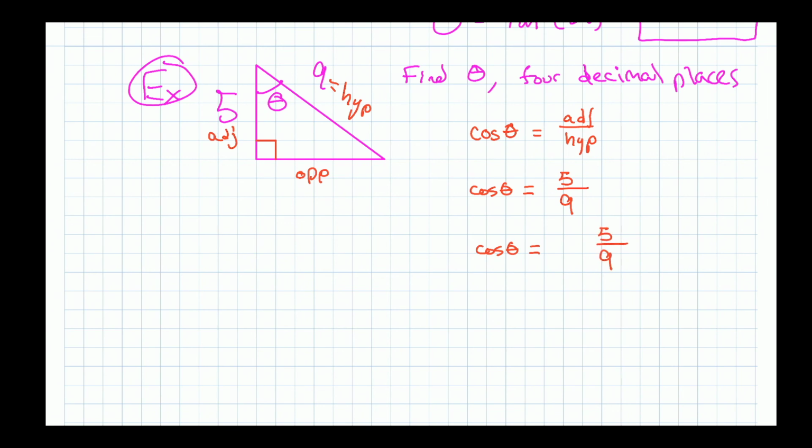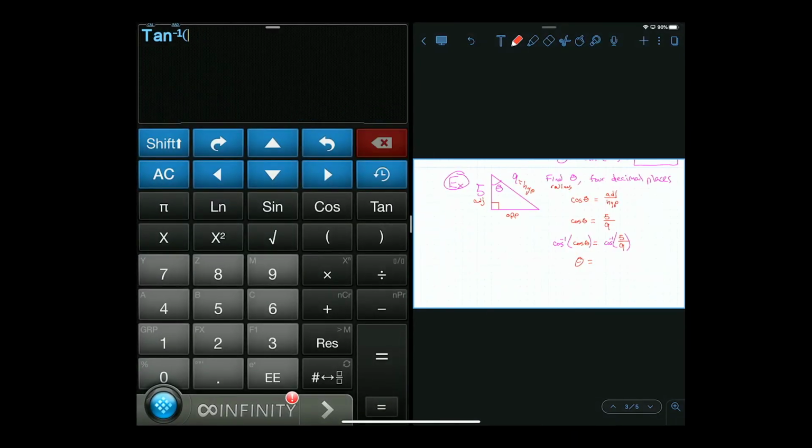Kind of like that, being able to move stuff around. So if you take the cosine inverse of both sides, again, you don't generally write that, but I am for practice now. Cosine inverse of cosine is theta, and on the other side you have cosine inverse of 5 over 9. I didn't say it, but radians. We should be in radian mode. So we have cosine inverse, so shift cosine inverse 5 over 9, parentheses, enter.